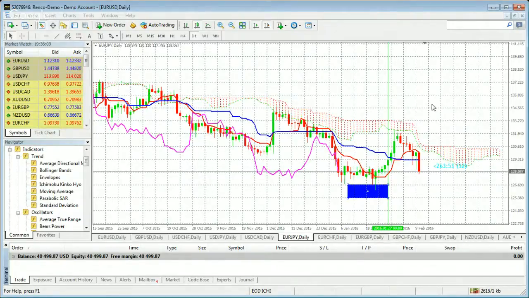Well spotted, guys. You're doing very well with your development in terms of understanding this indicator. I'm really proud of how you guys are performing. Just keep it up. The more you play around with this, the better you're going to get.